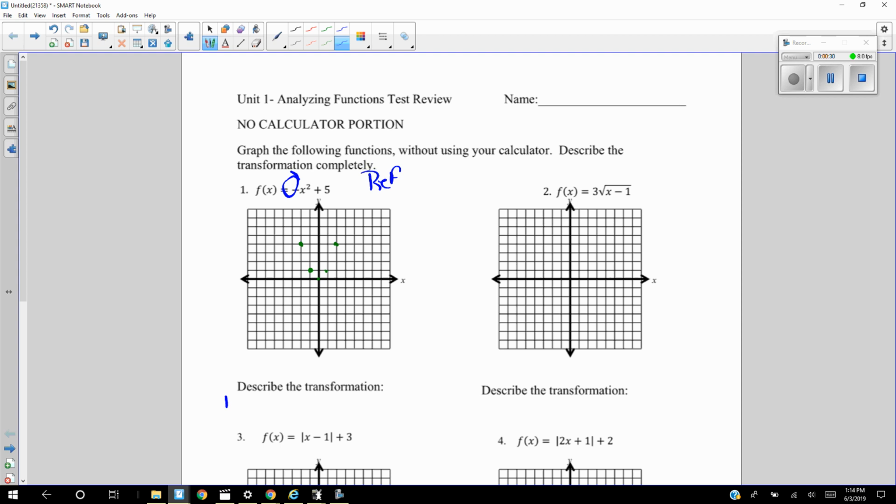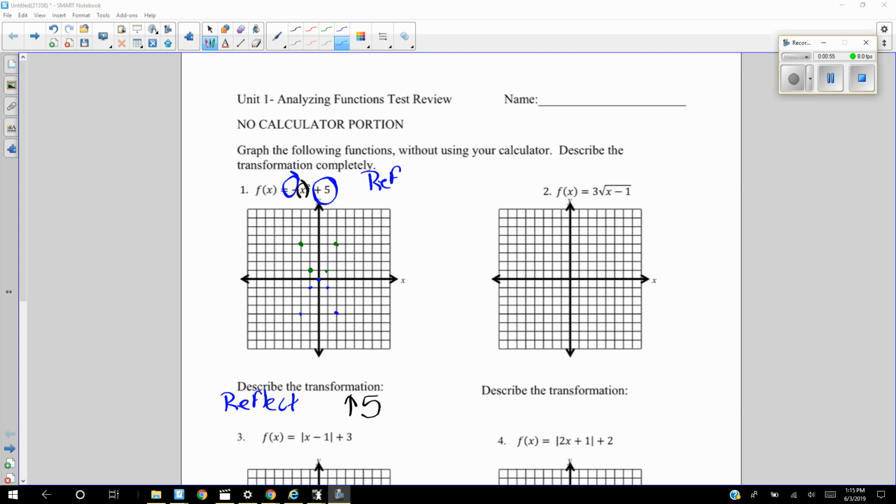I'll write it down here where it says describe the transformation. And a +5, remember that +5 is on the outside. A lot of people struggle with this because there's technically no parentheses, but you kind of have to imagine a parenthesis around the x there. So we are going to reflect across the x-axis, and then we're going to go up 5.